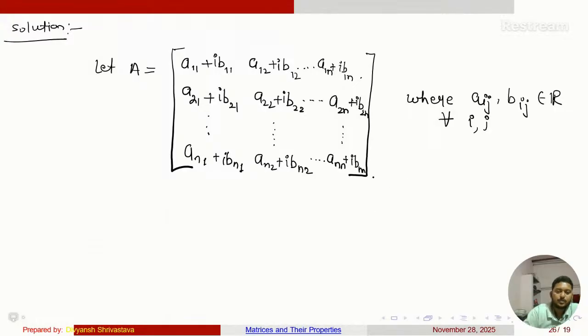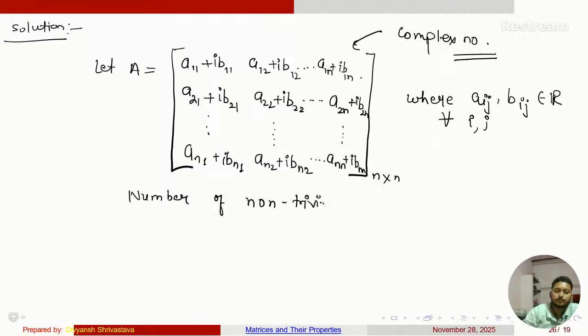These are also the representation of n cross n matrices, where a_ij and b_ij belong to R for all i, j. So these are the entries used for complex numbers. Now check the number of non-trivial entries in A, which is equal to 2n square. So this is my last problem.